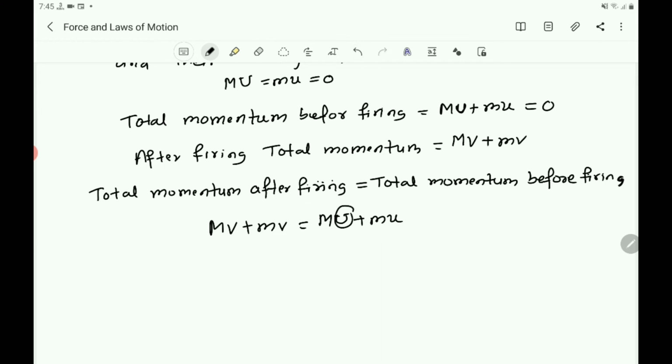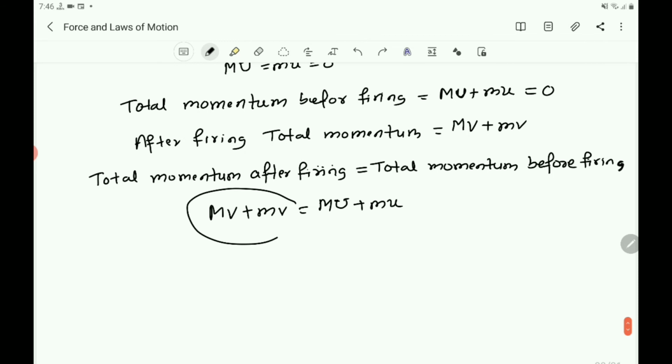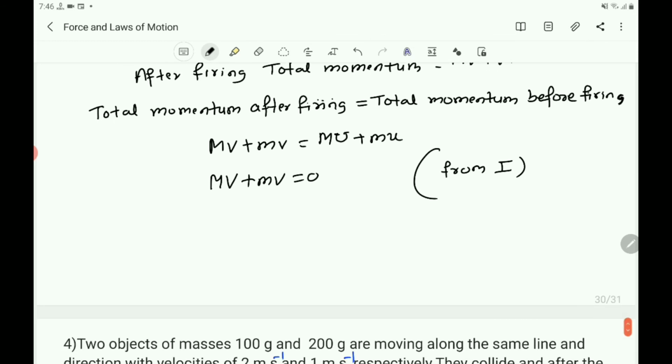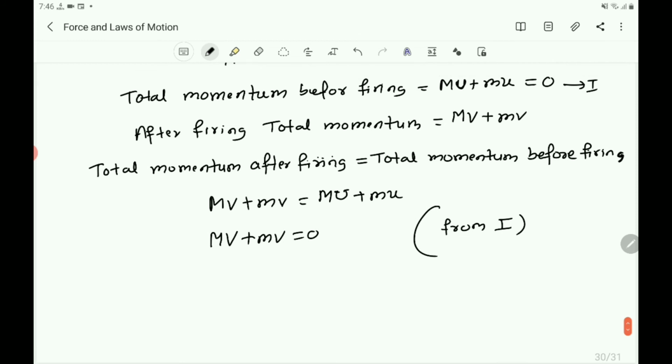Here U and u are the velocities before firing, and capital V and small v are the velocities after firing. So the total momentum after firing must be equal to the total momentum before firing. You know that this equals 0. Therefore you write here MV plus mv equals 0. Now you write here what is given.